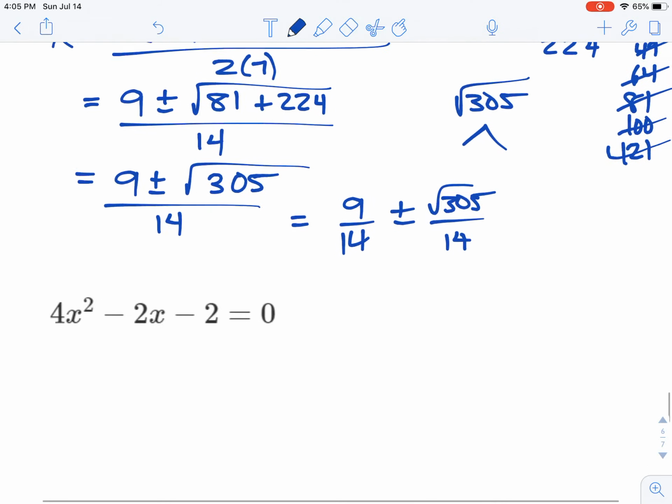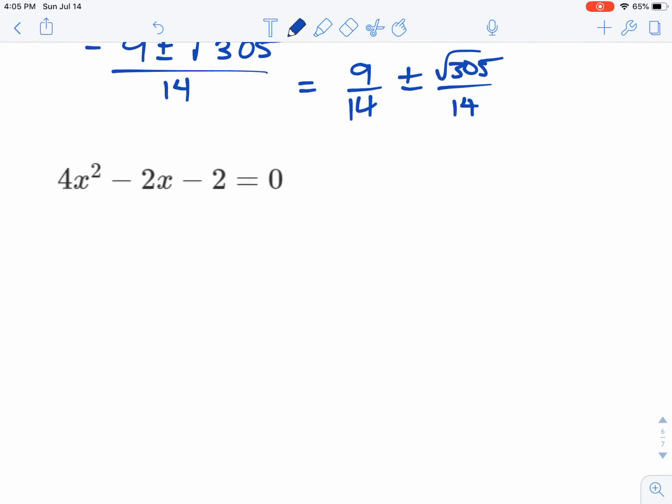All right, let's try the next one. So this one, we've got a GCF. It's always good to have a GCF because it makes your numbers smaller and easier to work with. So in this case, we can take out a 2 out of everything. So 2 times 2x squared minus 1x minus 1. So we've got much smaller numbers, which will be nicer to work with.